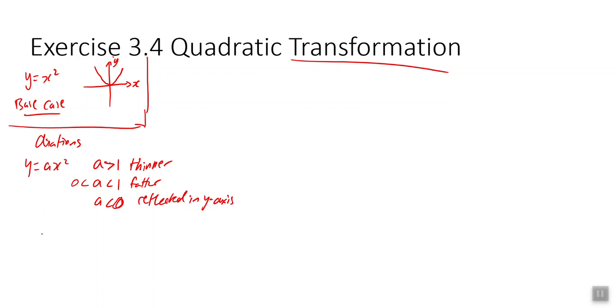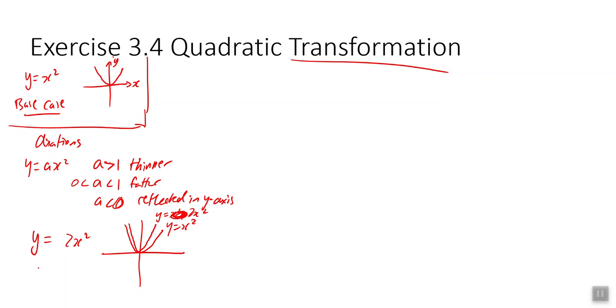So let's do some examples. If I've got y equals, let's say, 2x squared, I know that compared to the original graph, y equals x squared, y equals 2x squared will become thinner, because the a value is greater than 1. So we'll draw y equals 2x squared here.